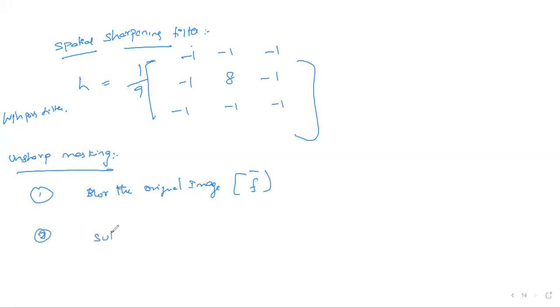Now subtract the blurred image from the original, so that we get g_mask is equal to f minus f cap, f dash.